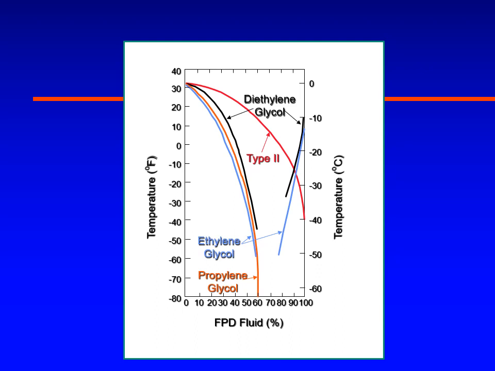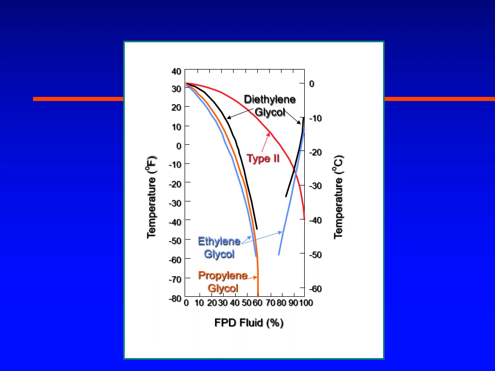Notice that as the solution strength increases, as it goes from 0 to 20 to 40 to 60% solution strength, in other words, as the solution gets stronger, the mix, notice that the curves go down, meaning that the protection level increases, or the temperature at which ice forms decreases.